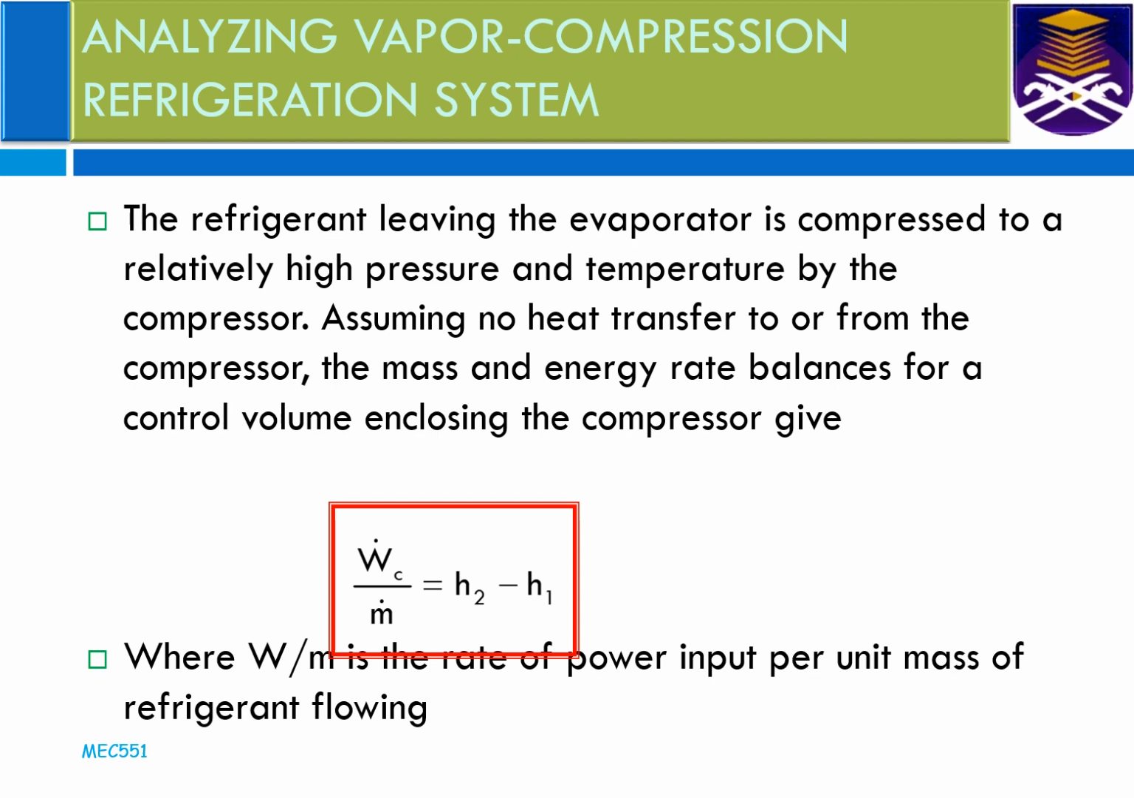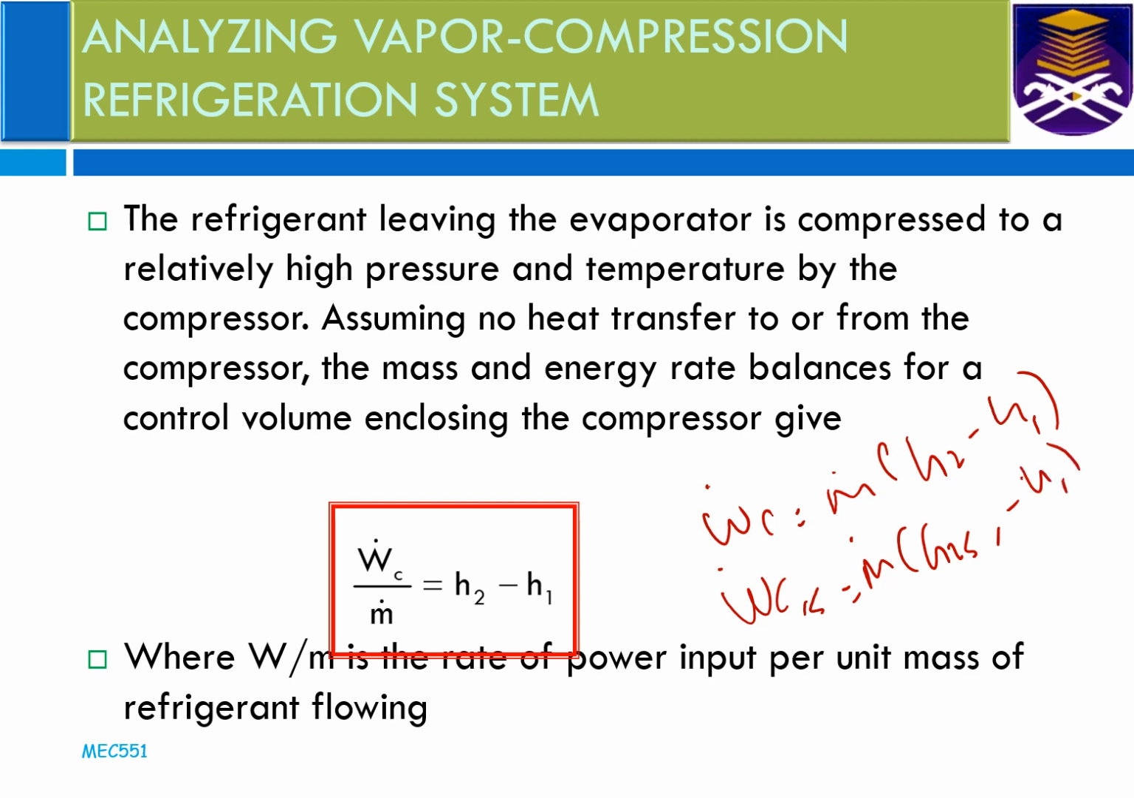The refrigerant leaving the evaporator is then compressed to a relatively higher pressure and temperature by a compressor. So the compressor power input is given by this equation, which is W dot c equal to m dot (h2 minus h1). For the isentropic case, W dot c isentropic is m dot (h2s minus h1), and then this is W dot actual.